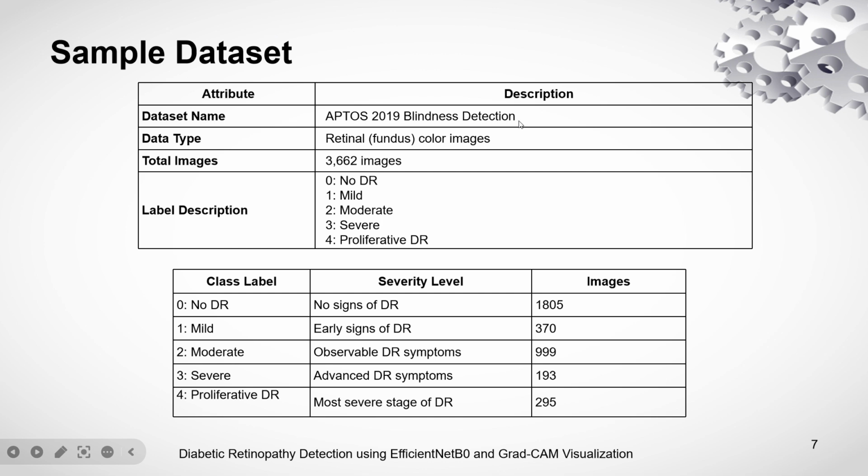I'm using the APTOS 2019 Blindness Detection data set. This is available in Kaggle, and there are 3,662 images of different severity classes. So this is the image distribution. As you can see, the data are distributed unevenly, and my data set is imbalanced, right?